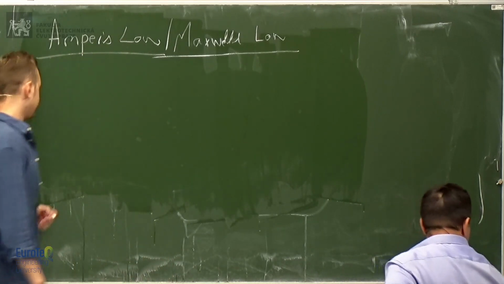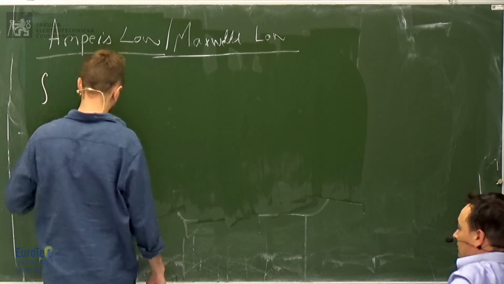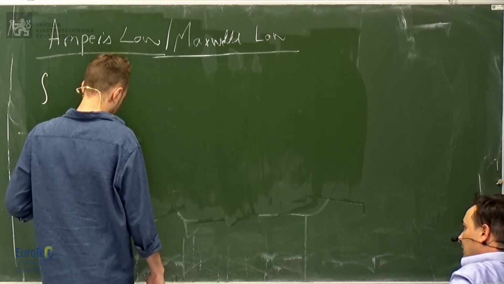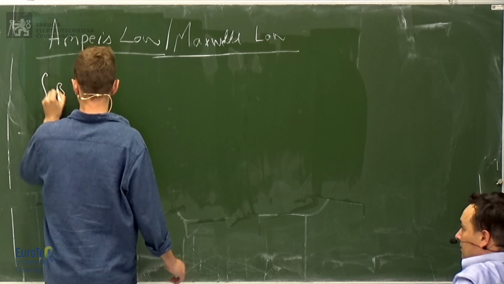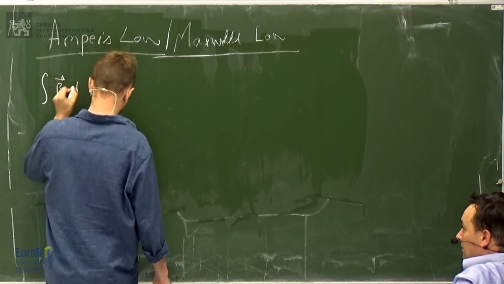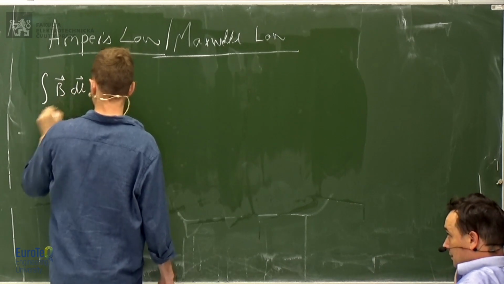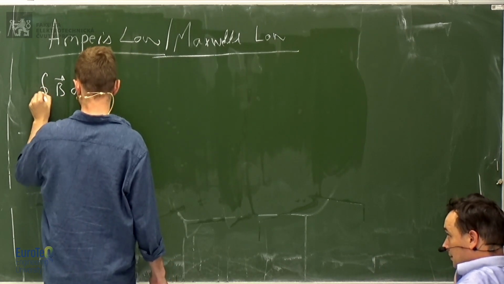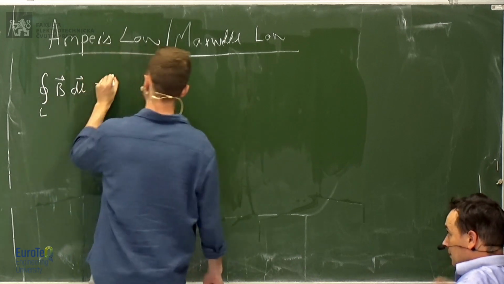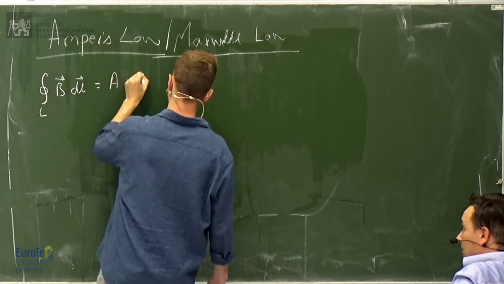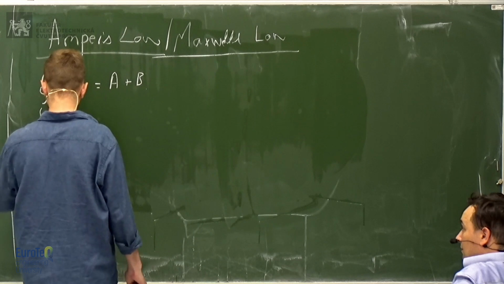Firstly, this describes the magnetic field in a loop. So this is a line integral. And this is with two parts. There's the A part and the B part. Let's first draw the A part.